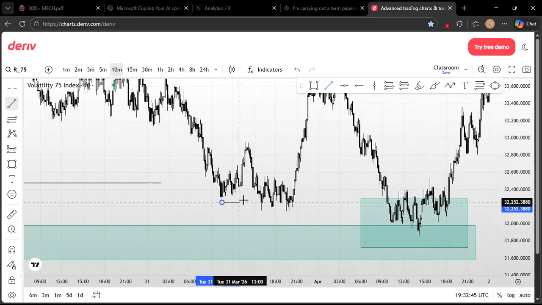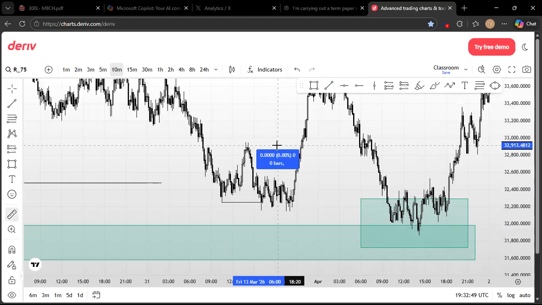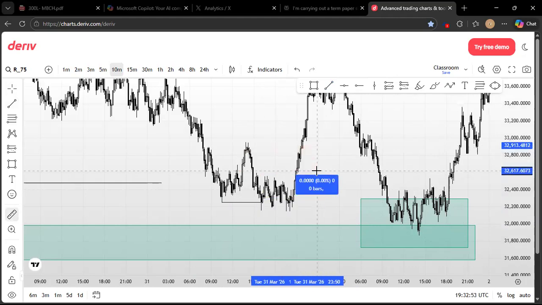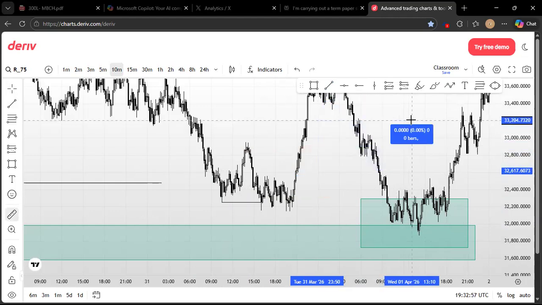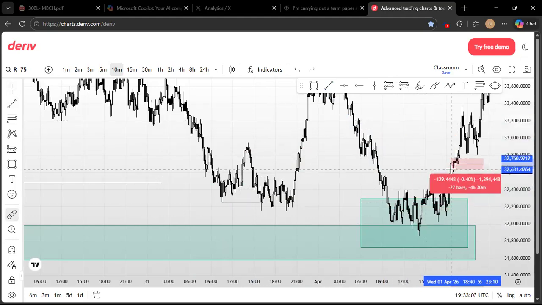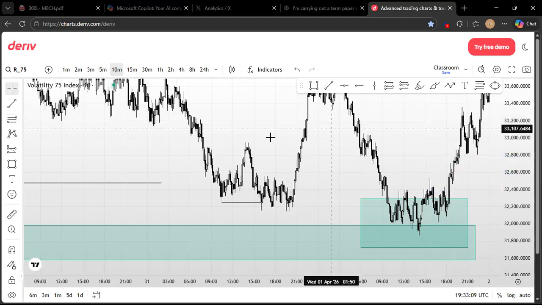So you can see this is the last break of structure before liquidity was taken out, right? So on a normal, why does this keep happening? I hate. Yeah, sometimes it happens to me too. It's weird. Sometimes it acts like that.